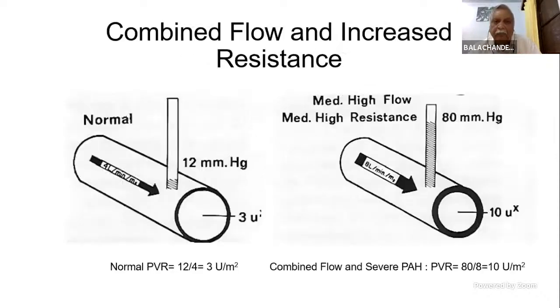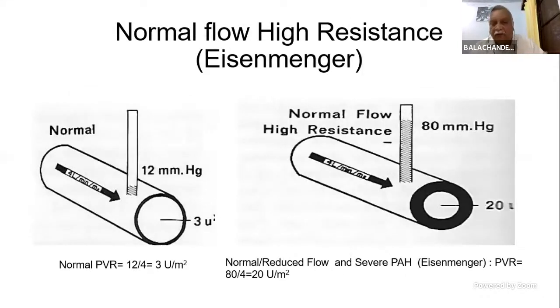Next slide. This is the combined flow and increased resistance. What I said on the left-hand side is the normal pulmonary vascular resistance. And when you have a combined flow and pulmonary vascular resistance, you have 80 as the mean pulmonary artery pressure, divided by 8, which will give you 10. So 10 units per meter square, depends on the situation. If it is ASD or if it is PDA, in a PDA, sometimes even at 10, you can close and operate.